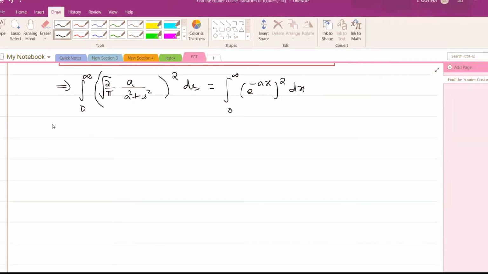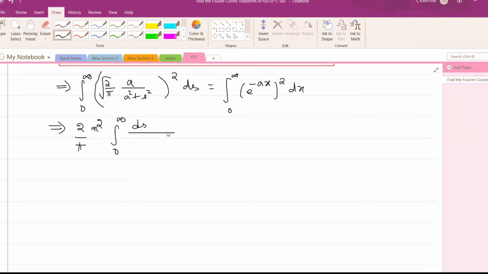Now the left hand side, when you simplify, root of 2 by pi the whole square becomes 2 by pi. That we can take it outside. It is a constant term. And one more constant we have, that is a square. So 2a square by pi is a constant term. We can take it outside, and you'll get integral 0 to infinity ds divided by a square plus s square the whole square. And in the right hand side, integral 0 to infinity.